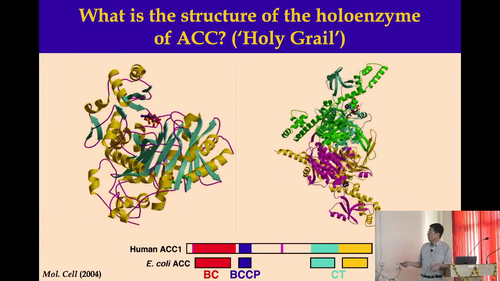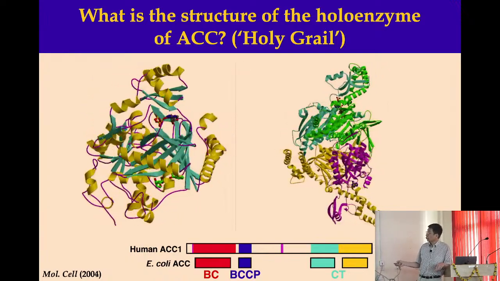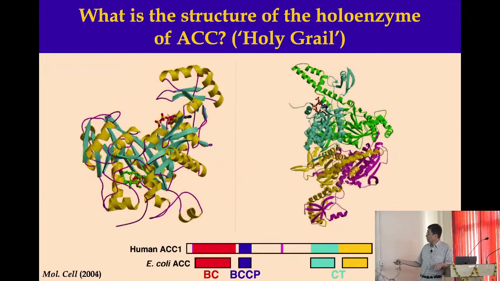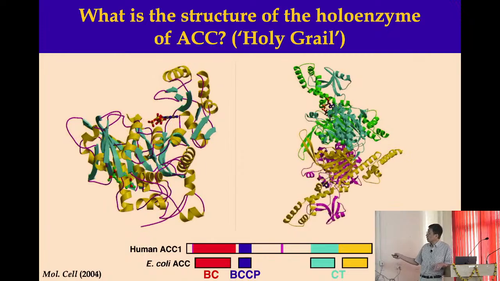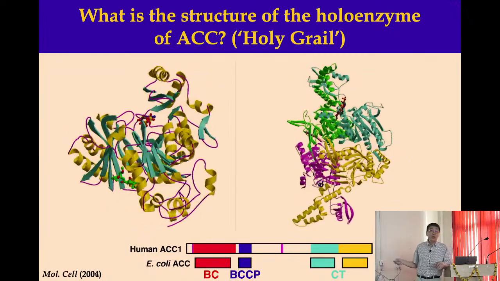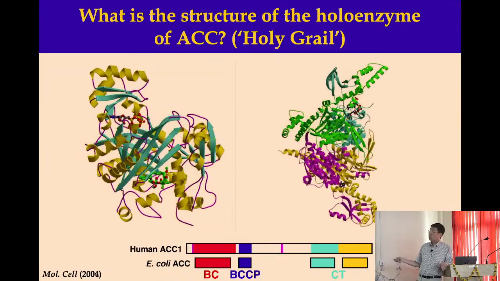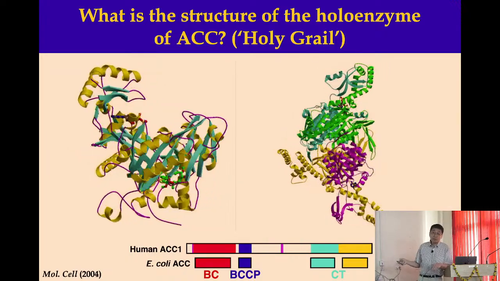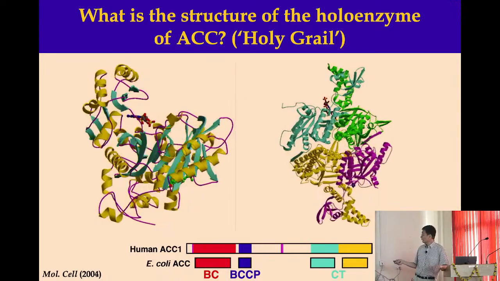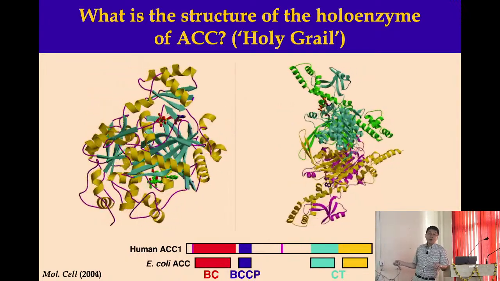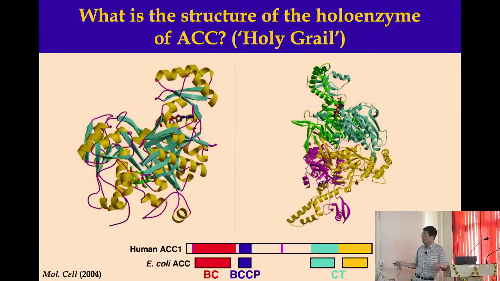From us, as I showed you, we determined the structure of the BC domain bound to soraphen A. We determined the structure of the CT domain bound to very different ligands. The real understanding of this enzyme will be the structure of the entire thing, which we call the holy grail in the lab, because we started back in 2002 or 2003. So we struggled with this for many, many years.